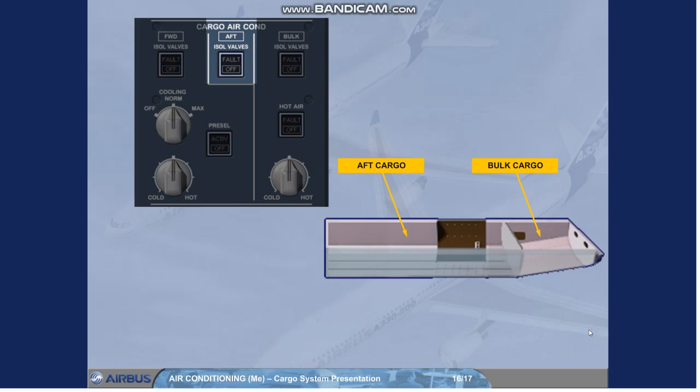As the aft and bulk cargo compartments on the long range are separated, the aft compartment has its own ISOL valve's push-button switch, which has the same function as for the bulk cargo compartment. Note, there are no heating and cooling options.